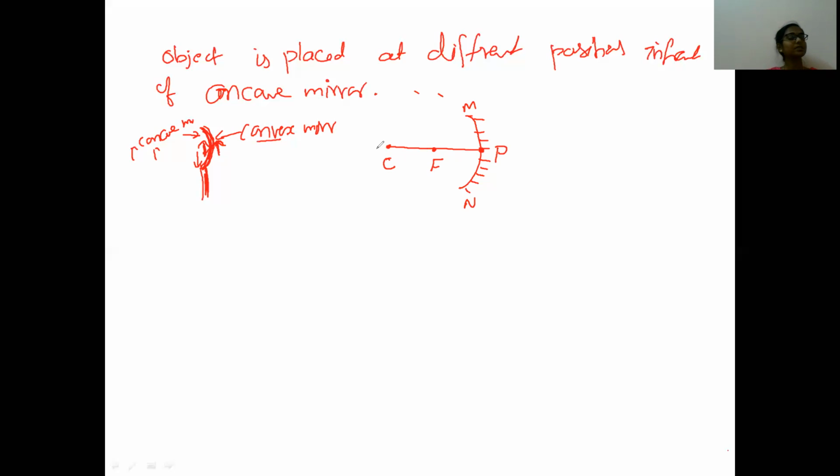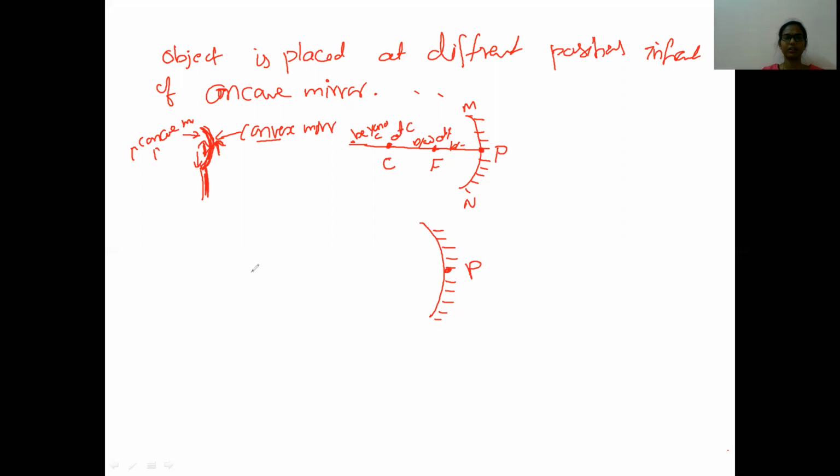Now, if you imagine, we take the object in different conditions. One, the object is behind C. Then the object is at C, the object is between C and F, the object is at focus, and the object is between F and P. So we consider five cases to represent the position of the object, and we will understand where we get the position of the image.